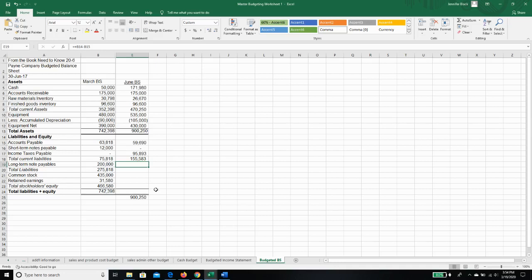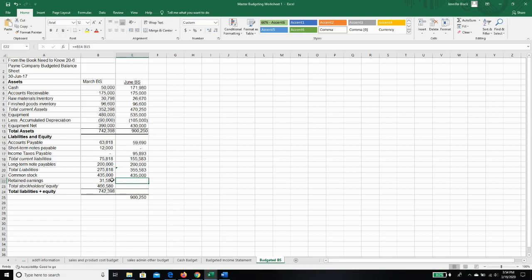Our long-term note payable, we haven't changed that. We haven't borrowed anything. We haven't paid anything. So it's still $200,000. So our total liabilities are going to be $355,583. Our common stock, as far as we know, we haven't done anything with that. So I'm just going to carry over the March balance.